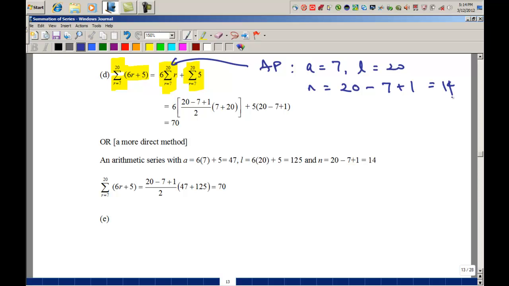So that's why you can see the AP formula here, n divided by 2, then first term plus last term. And then over here, this is just 5 times the number of times 5 appears, and that's again the upper limit minus lower limit plus 1. So the answer is 7.